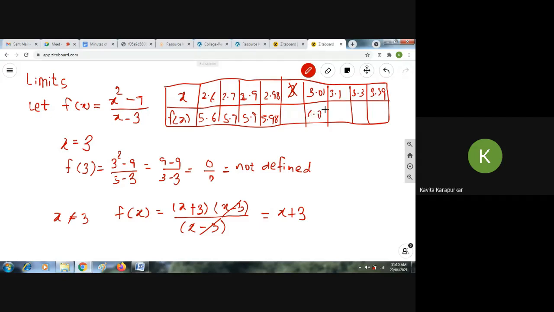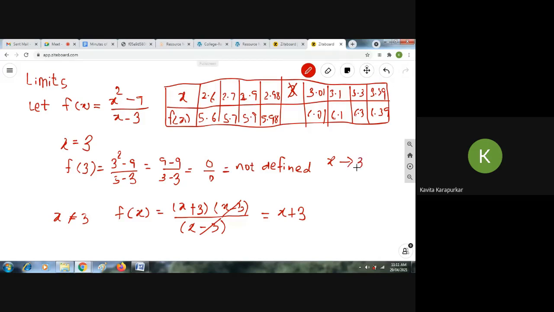6.01, 6.1, 6.3, 6.39. So now, as my values of x are coming close to 3, so it is approaching 3, it tends to 3, this is the notation.